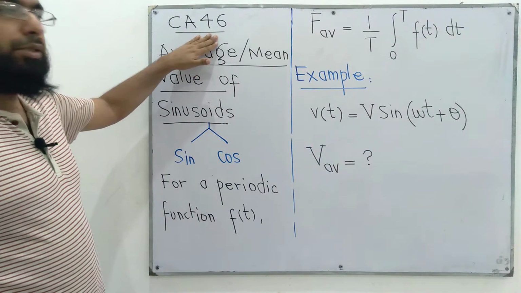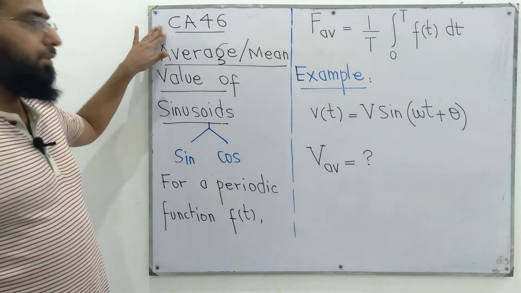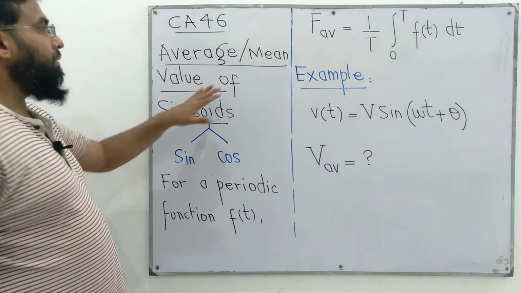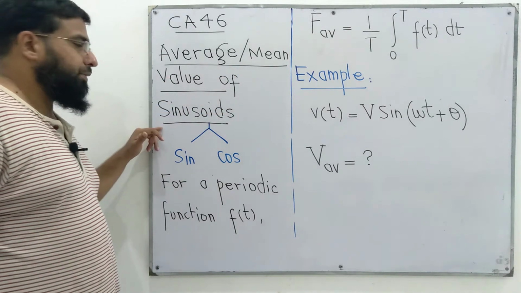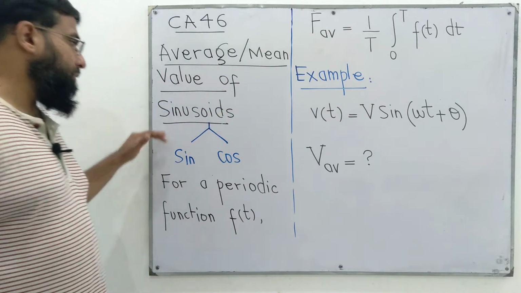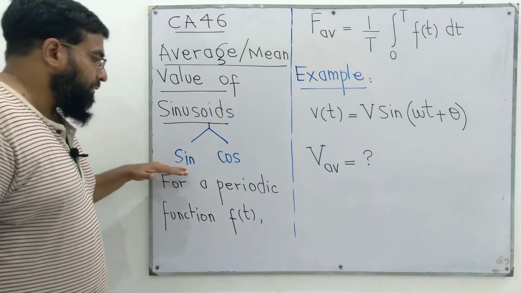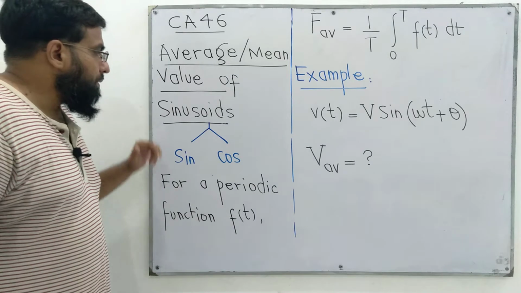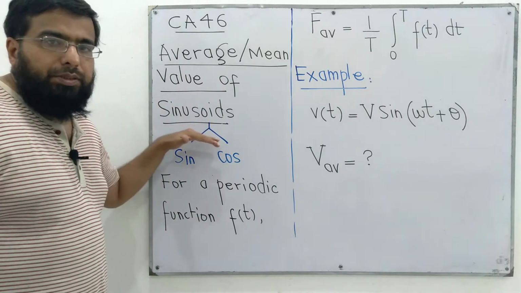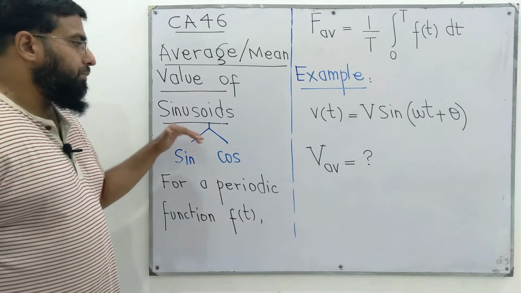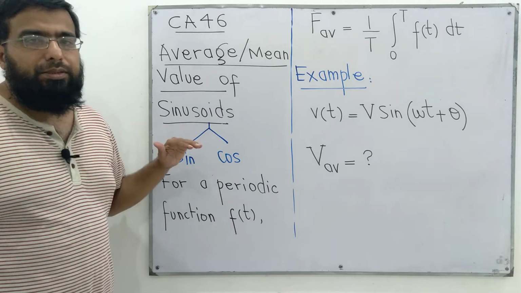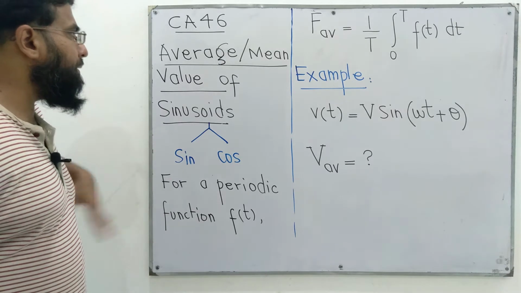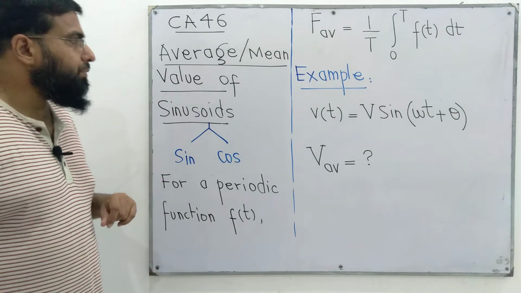Welcome to 46th lecture. We are studying circuit analysis, and today we'll start studying average or mean value of sinusoids. Sinusoids is a class of signals where we have sine signals and cosine signals. Collectively we call them sinusoids, and these are most widely used signals in AC circuits. Therefore, we are interested in finding their average or mean value.